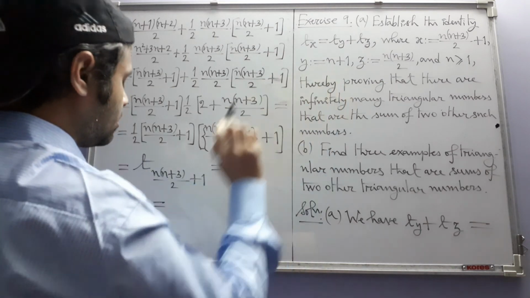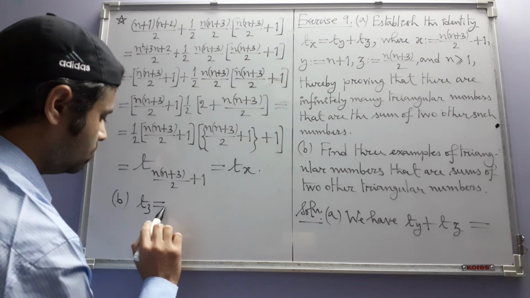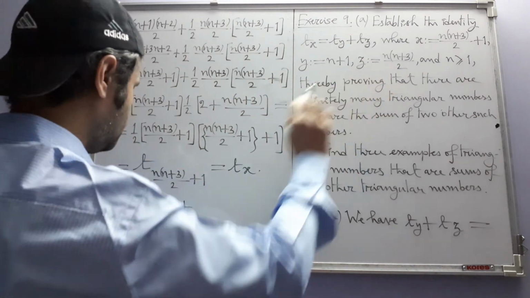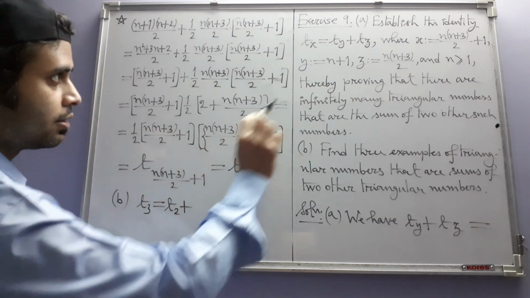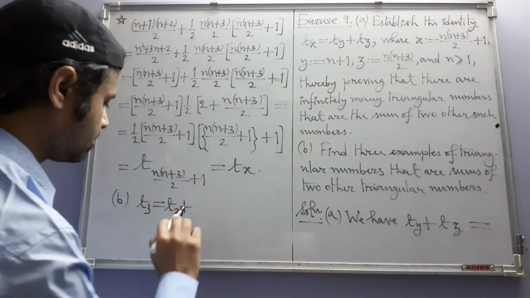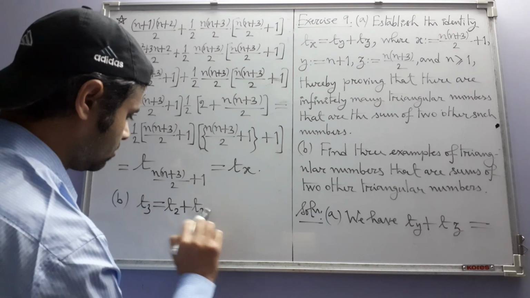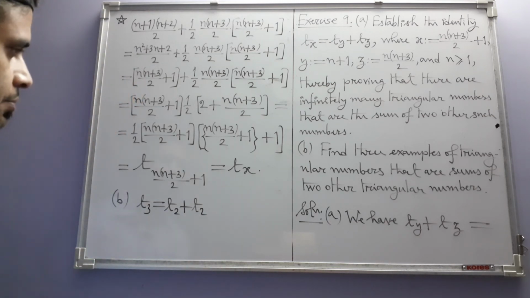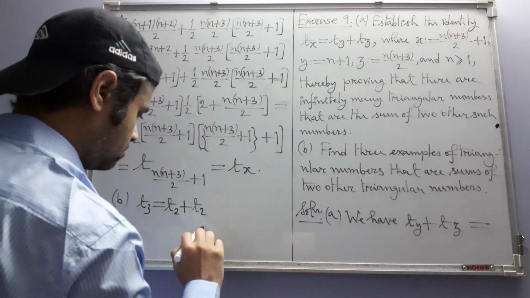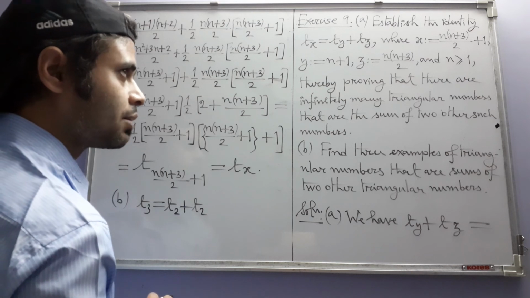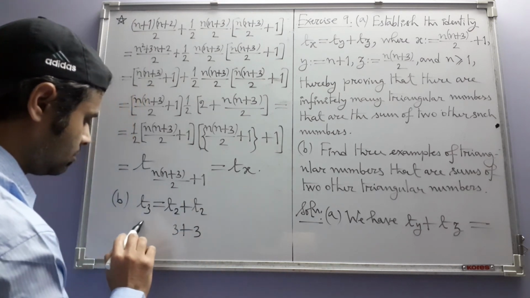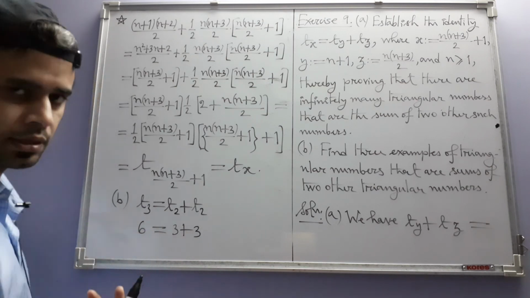When n is 1, y is 2, plus when n is 1, z is 1 less than x, so 2. So T3 is T2 plus T2. T2 is what? 1 plus 2, 3. So 3 plus 3 is 6. T3 is 6, yes.